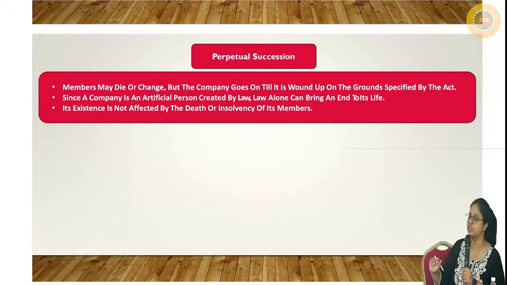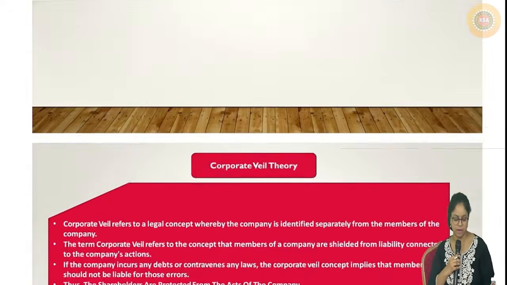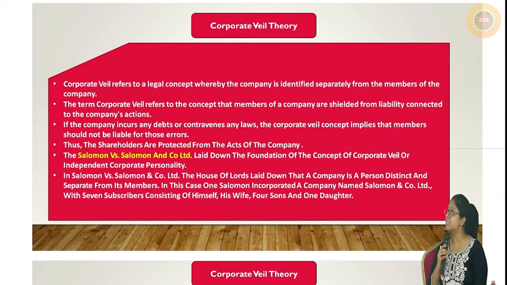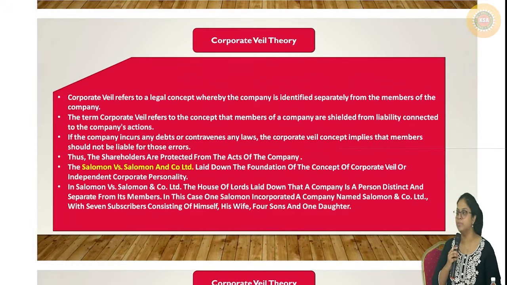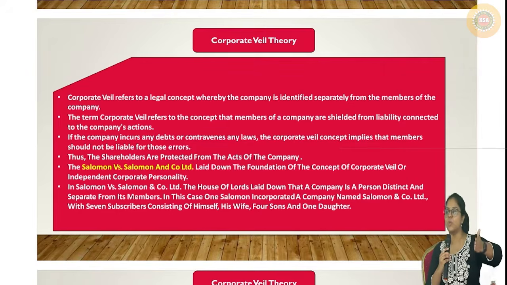Another important feature of a company is perpetual succession. Perpetual succession means the company will continue irrespective of whether the members are the same or they keep changing. The company will continue perpetually. And next, coming to the most important concept of the Companies Act, the corporate veil theory. The corporate veil theory says that the company and the owners are different, and there is a veil, a curtain between the company and its owner. But can this curtain be lifted? Yes. In case of certain exceptions, this curtain can be lifted.